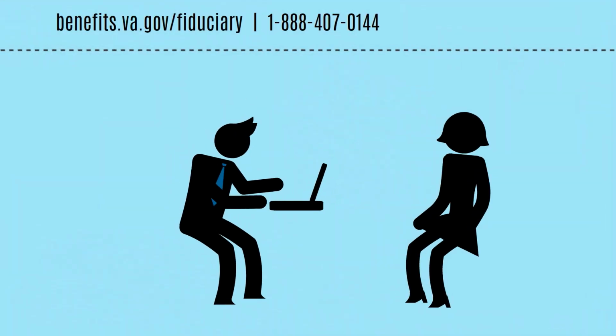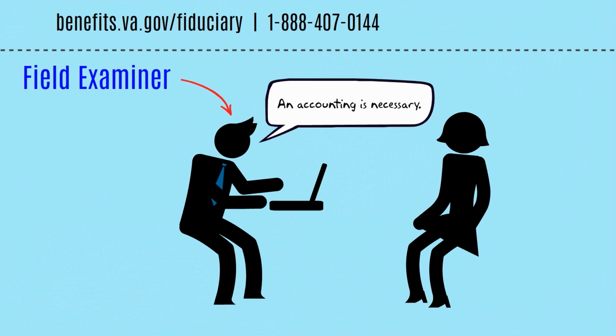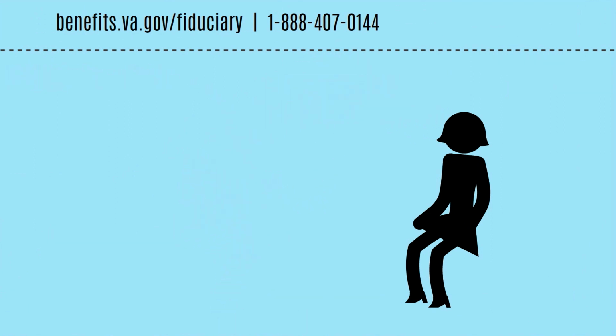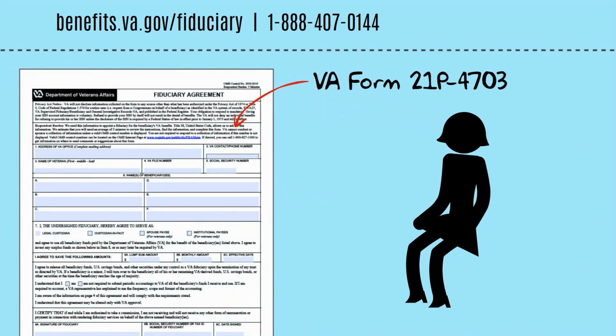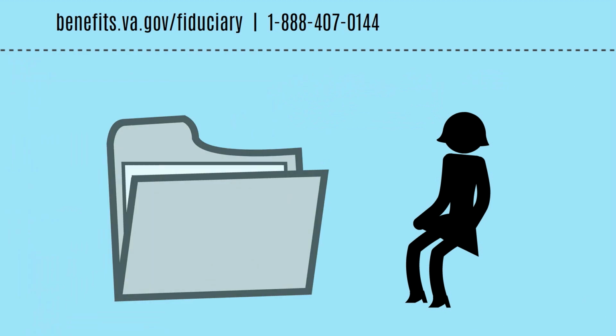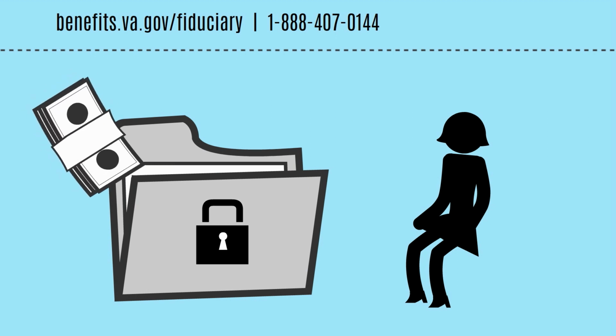During the field exam, when you sat down with a field examiner about a year ago, he or she instructed that an accounting was necessary. You also signed VA Form 21P-4703 Fiduciary Agreement, which documents the accounting requirement. The requirement to complete an accounting is intended to protect the beneficiary, so we at VA can make sure that the funds we've entrusted to you to handle are spent for the benefit of the beneficiary and his or her dependents.